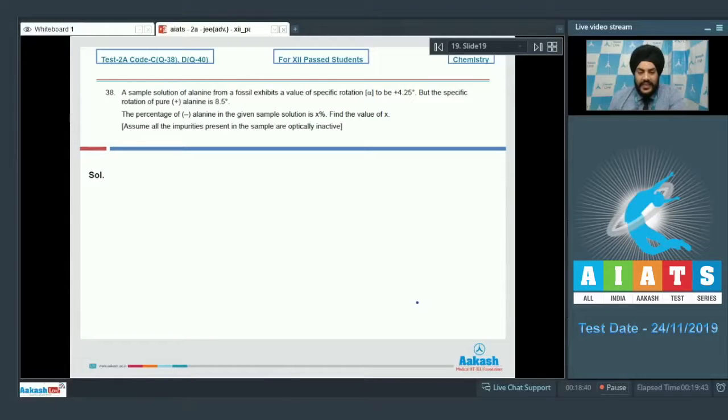Let us look at the next section, students. This section contains 3 questions. The answers to these questions are in the form of double-digit integers. Let us look at question number 38.